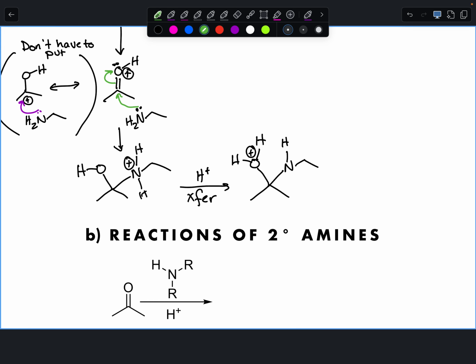Okay, so if I were to break, I'll just use this nomenclature. So this is a tertiary carbon, this is a primary carbon. So sticking the oxygen between the carbonyl and the primary carbon is going to be unfavored.